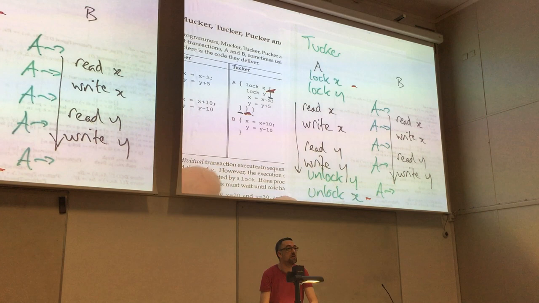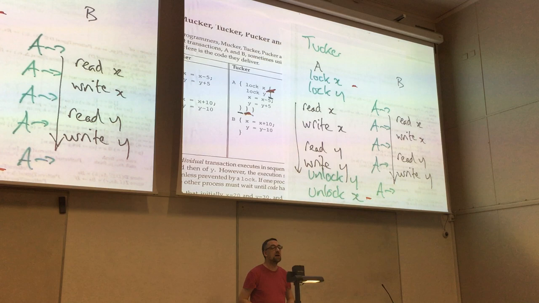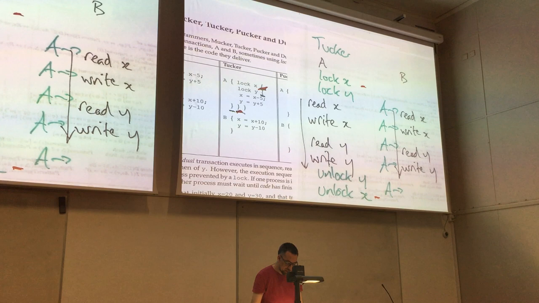So what the locks are doing is constraining the ways in which the operating system will allow the processes to take turns. So let's play the same game. Can Tucker's code achieve the outcome where they both get 25?